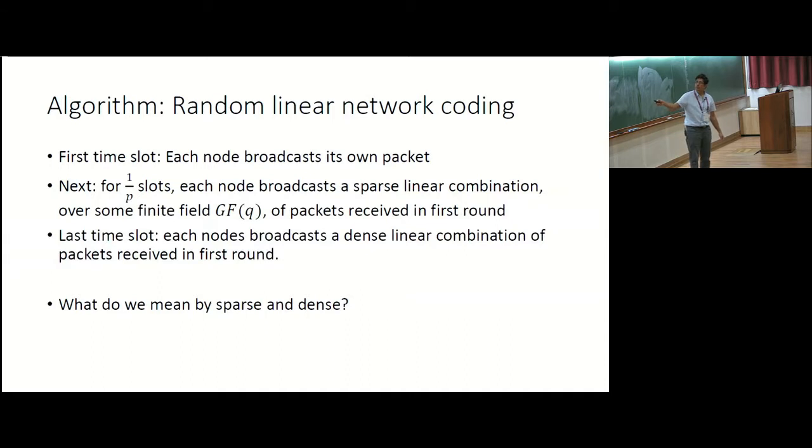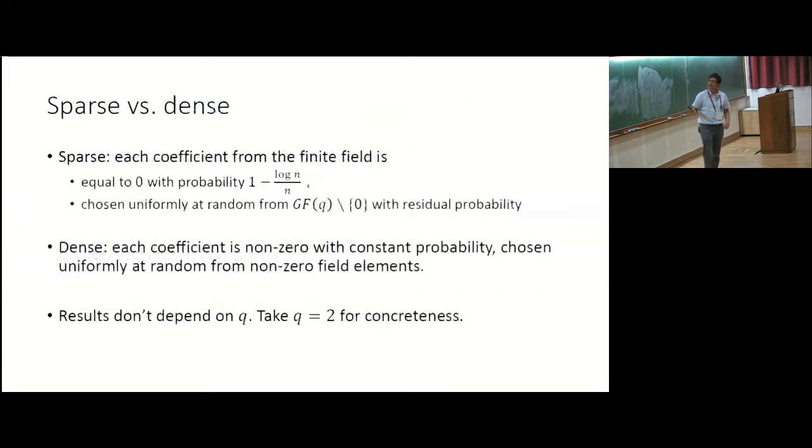And we are going to assume that you do sparse linear combinations a number of times, and just once you do a dense linear combination, and I'll make precise what I mean by sparse and dense. Our original idea was you could get away with doing everything sparse. That doesn't work. You do need at least one round of dense. For sparse, what we mean is that you are taking a linear combination of n things, so you have n coefficients to choose. You choose about log n of them to be non-zero and set all the rest to be zero. That's sparse, and we do this at random. And dense means that a constant fraction of the coefficients, the constant could be small, but some constant fraction, is non-zero. That's dense. And the results don't depend on the field size, so for concreteness, let's just work with GF(2).